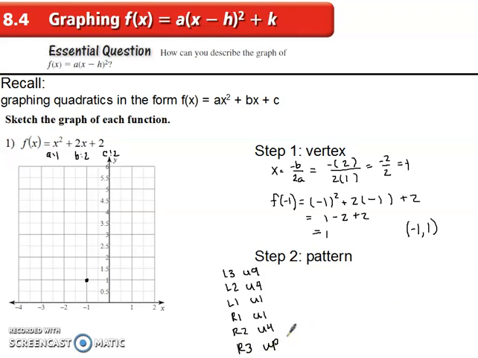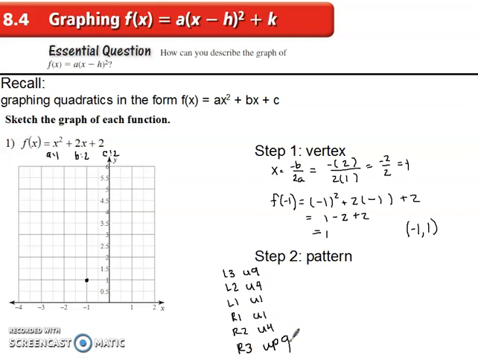So if you forget our pattern, all we're doing is whatever we go left, we square it and go up. Whatever we go right, we square it and go up. 3 squared gives us 9, 2 squared is 4, 1 squared is 1, 1 squared is 1, 2 squared is 4, 3 squared is 9.